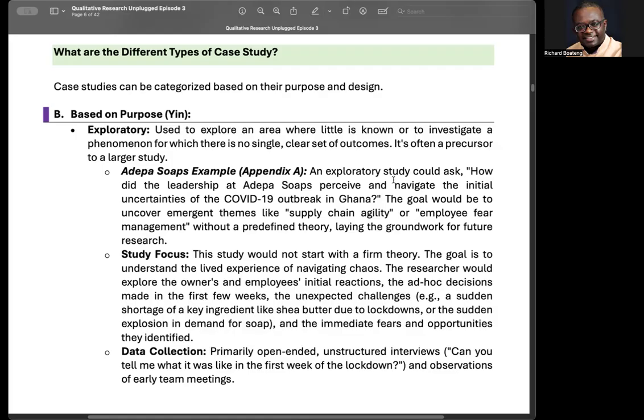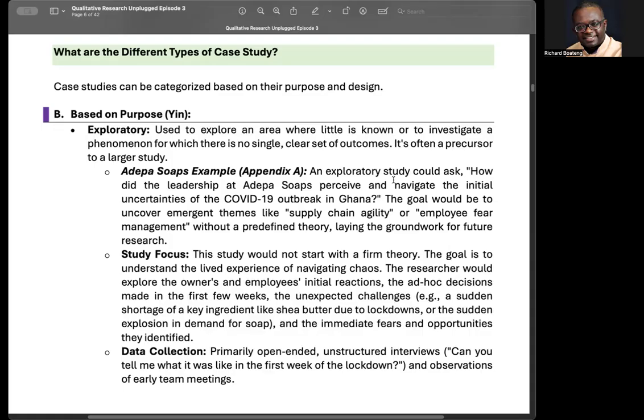Can we use the Adepasopes example from the guide's appendix here? How would an exploratory study look? Sure. For Adepasopes' initial response to COVID-19, an exploratory study, like in Appendix A, would aim to understand how the leadership perceived and navigated the initial chaos and uncertainty. You wouldn't go in with a strong theory. You'd use open-ended interviews, maybe observe early team meetings, just trying to uncover emergent themes like maybe supply chain agility or employee fear management without knowing exactly what you'll find.